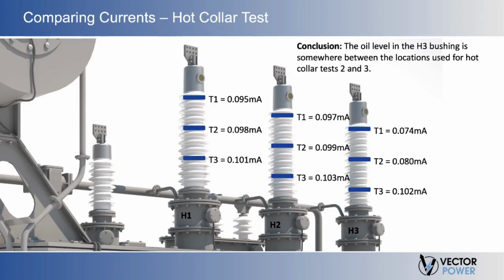Did you conclude that the oil level in the H3 bushing is somewhere between the locations used for the hot collar test number 2 and 3? As we can see, the leakage current on bushing H3 drops considerably compared to bushings H1 and H2 as we move up the bushing. The most plausible cause would be the oil being replaced with air. The lowering dielectric constant would result in a decrease of capacitance and thus a decrease in the current readings obtained.